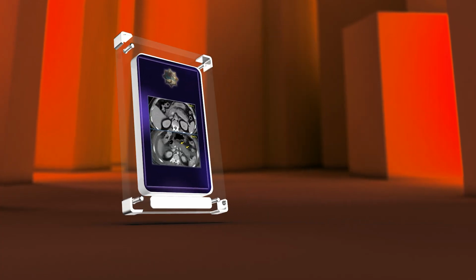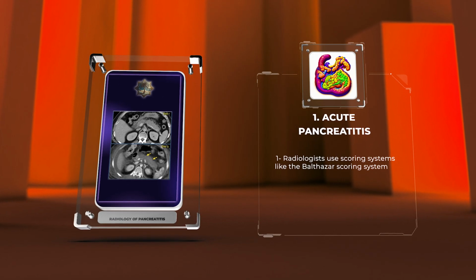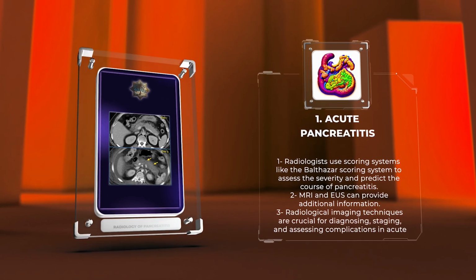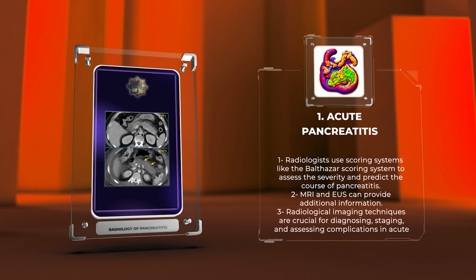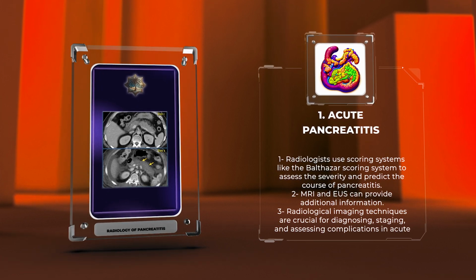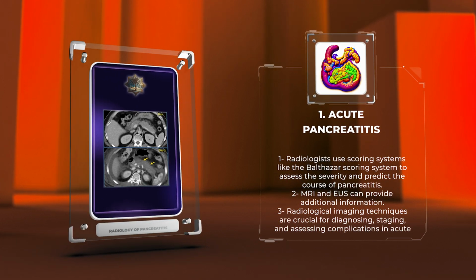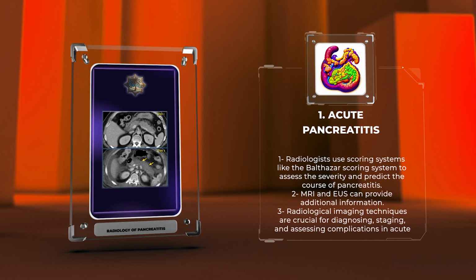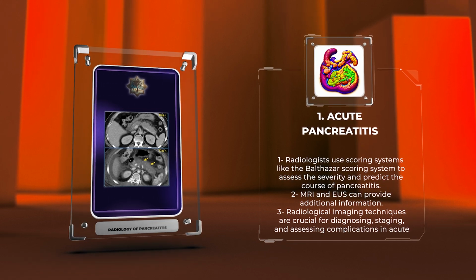Radiologists use scoring systems like the Balthazar scoring system to assess the severity and predict the course of pancreatitis. MRI and EUS can provide additional information. Radiological imaging techniques are crucial for diagnosing, staging, and assessing complications in acute pancreatitis patients.